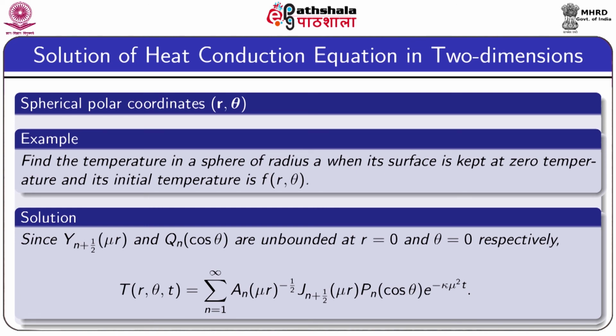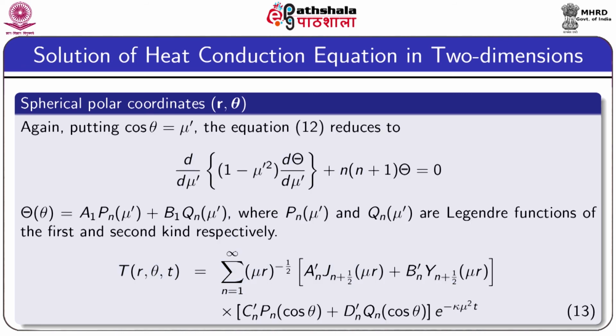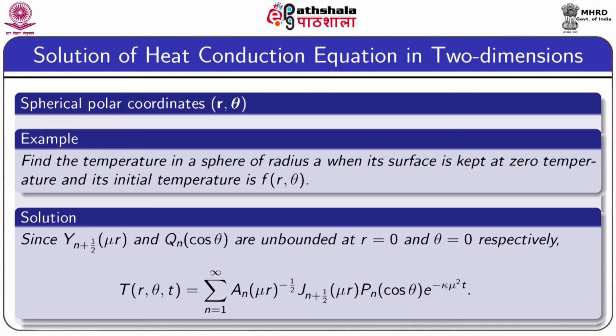Again, if you see the Legendre functions, the Legendre function of second kind is undefined at θ equals 0. So, to incorporate this fact, we have to take the value of d_n' equals 0. Therefore, equation 13 reduces to the form T equals sum over n, a_n μr to the power minus half, J_{n+1/2}(μr) P_n(cos θ) e to the power minus κμ²t.